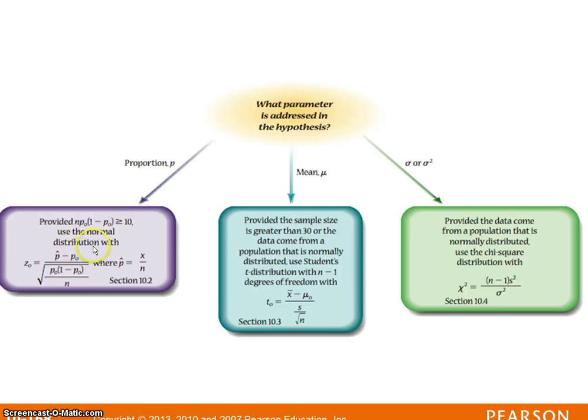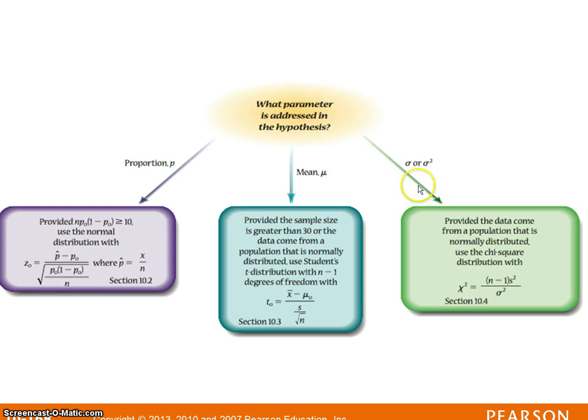If it's a proportion, then you want to use the normal distribution to determine your z-score. If it's the mean, provided that the sample size is greater than 30, or the data comes from a population that is normally distributed, use student's t-distribution with this test statistic. And this would be from 10.2, this would be from 10.3. Remember, 10.1 was just an introductory section on hypothesis testing. We weren't really doing anything yet in terms of computations in that section.